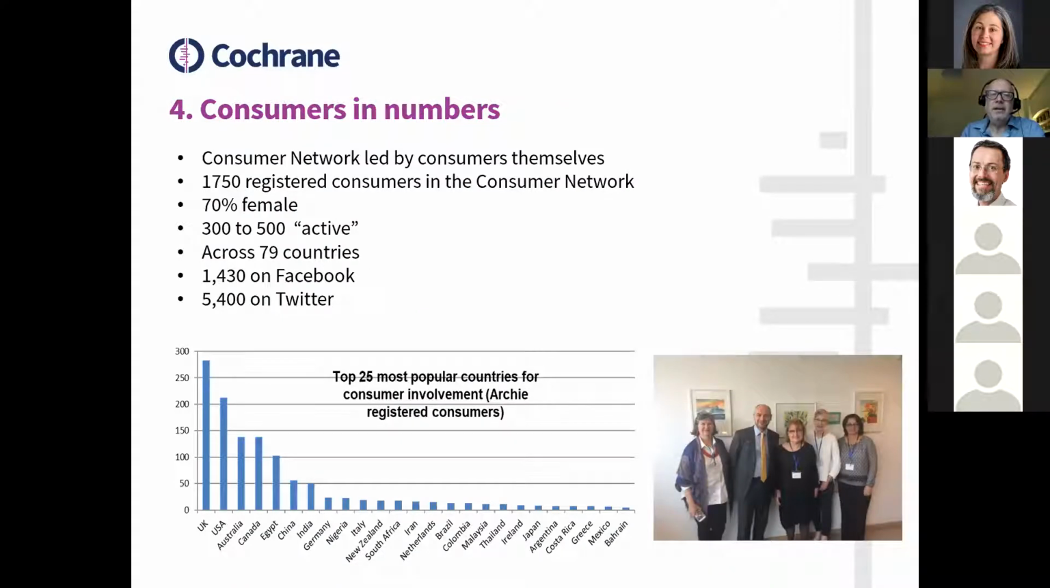Just a few facts about the numbers of people that are involved in Cochrane. So there's a Cochrane Consumer Network, which is a supportive network of people who want to be involved in Cochrane. There are, as of today, 1,750 registered consumers in the Cochrane Consumer Network. They're 70% female, we know that. We believe that somewhere between 300 and 500 of them are active, that's having contributed in some way over the past 12 months. They're found across 79 countries in the world, so it's a global network.